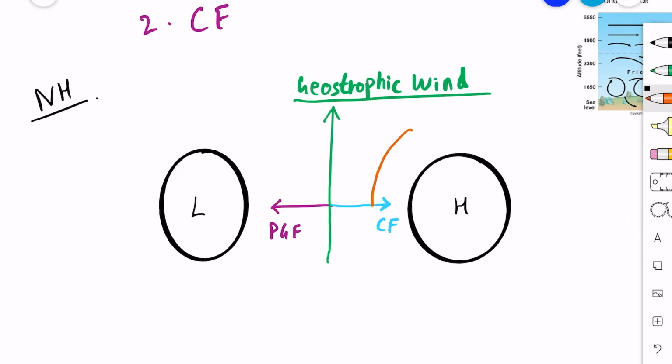So maybe one isobar is like this, and there will be a point where the isobar is straight. The wind that blows parallel to a straight isobar is the geostrophic wind. Similarly, for the low pressure, there will be isobars and one of them will be straight. So the geostrophic wind will blow parallel to the straight isobar.